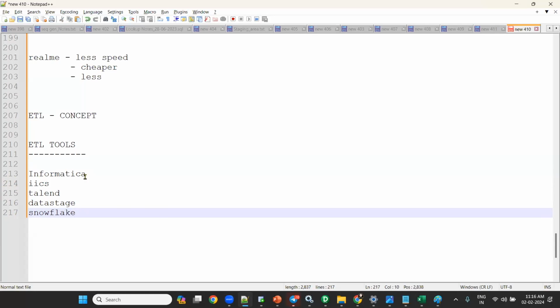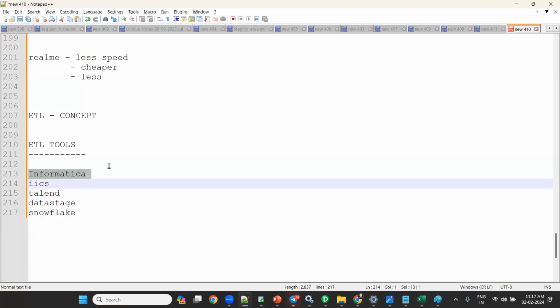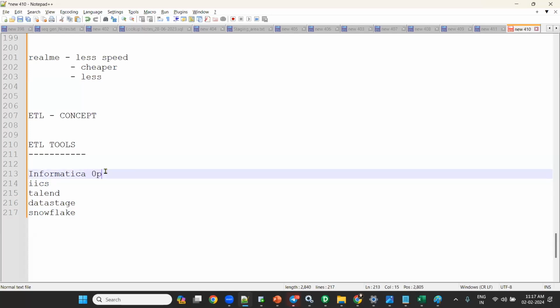The same 10 tables from OLTP I can take here, and I'll get the same output here also. But the tools are different. That's it. Among these, Informatica is the easiest tool. Informatica PowerCenter is the old and easiest tool. There is no coding in it. Among all these ETL tools, Informatica PowerCenter and Informatica IICS are the easiest. Understood?